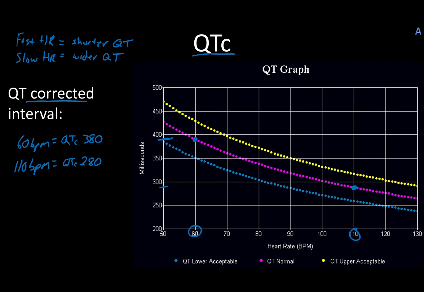Now if you want to see what the upper end of normal would look like at 60 beats per minute, well, then that's what this guy's going to be up here, where your upper end is probably in the .440s or so, and vice versa at 110, upper end of normal. If we do the yellow line here, that traces across to about right here, which we'll say is probably about 320. So that's the point of QTC, is so that you can compare apples to apples, oranges to oranges.